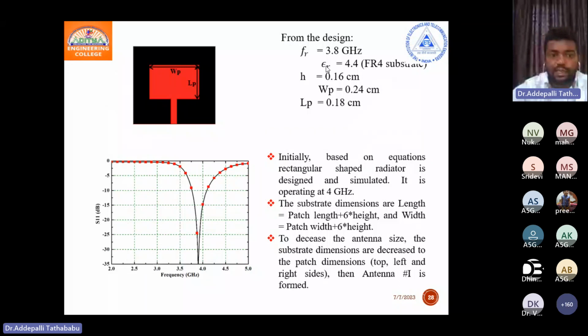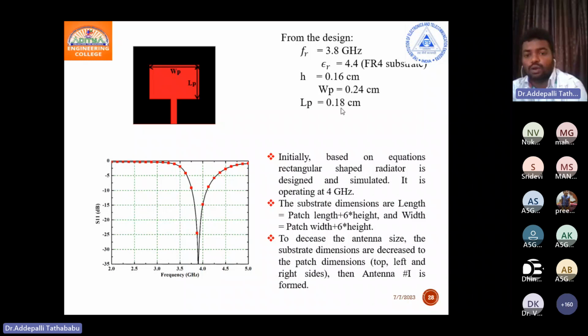So from the design here, I have designed one antenna using the equations. FR is defined as 3.8 gigahertz and epsilon r I have taken as 4.4. The height is 0.16 centimeter, that is 1.6 mm. So WP is 0.24 and LP is 0.18, and it is resonating at 3.8. So if you give FR, epsilon r and H to the equations, definitely the WP and LP will be approximately 0.24 and 0.18. Definitely we can get the same values.